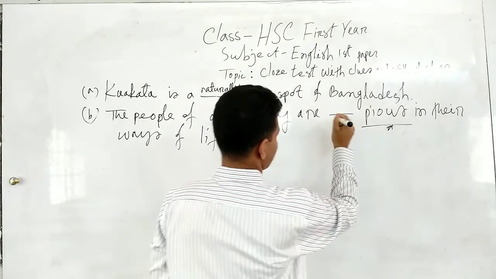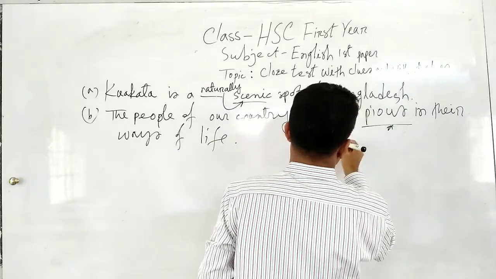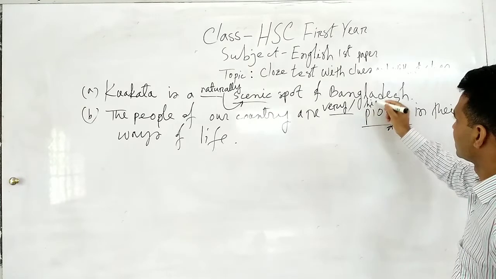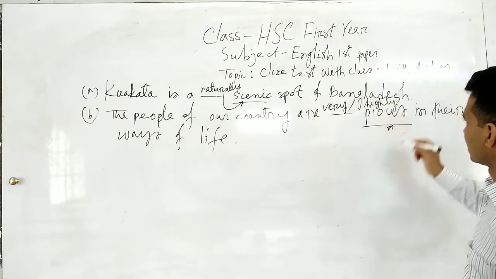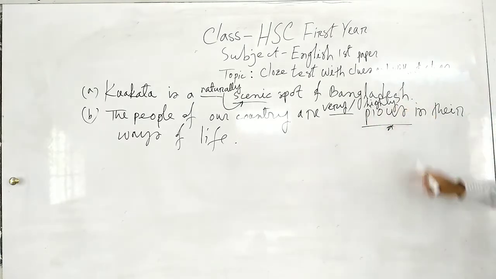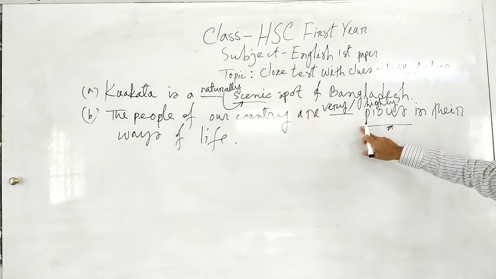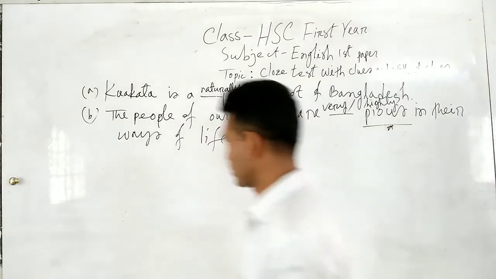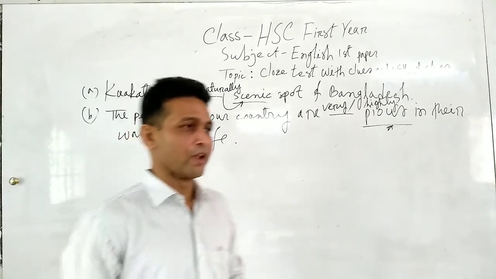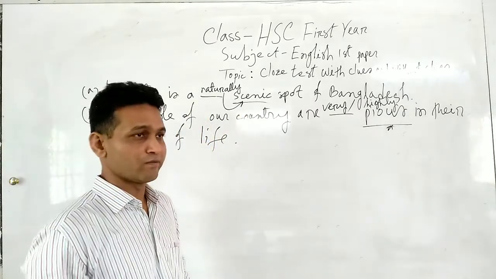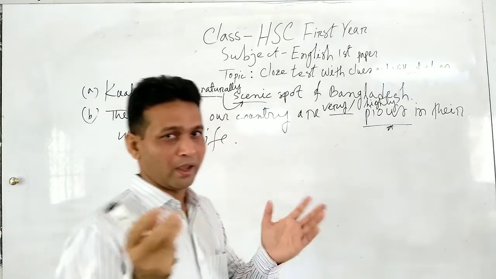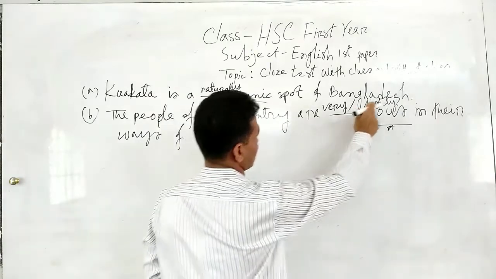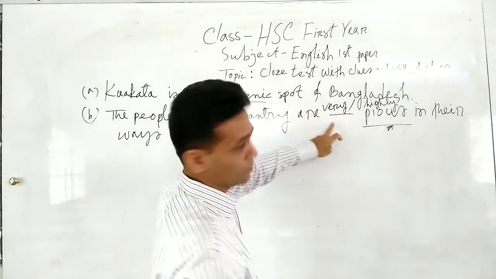The people of our country are very pious. You can use very, and you can also use highly, greatly, etc. These are adverbs here. We can use an adverb to pre-modify an adjective. So in this gap we can use an adverb. This rule indicates that you have to use an adverb before any adjective. So in these two cases, naturally and very, highly or greatly, these words are adverbs.